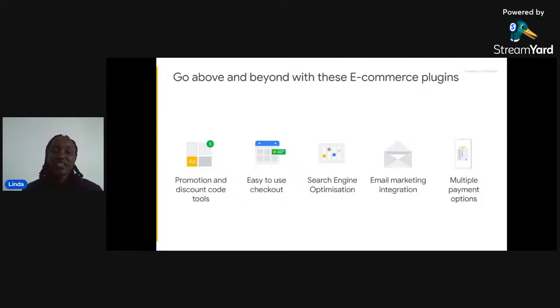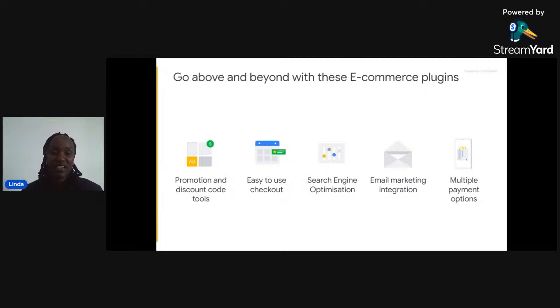So promotion and discount code tools. These are some of the plugins that you can use for your website, for example, if you have an e-commerce website. With these plugins, you're able, for example, to ease the use of checkout. For example, you're able to integrate multiple payment options. You're able to put, for example, Lipa na M-Pesa, Visa, and PayPal. And then again, search engine optimization, I think I've talked about that.